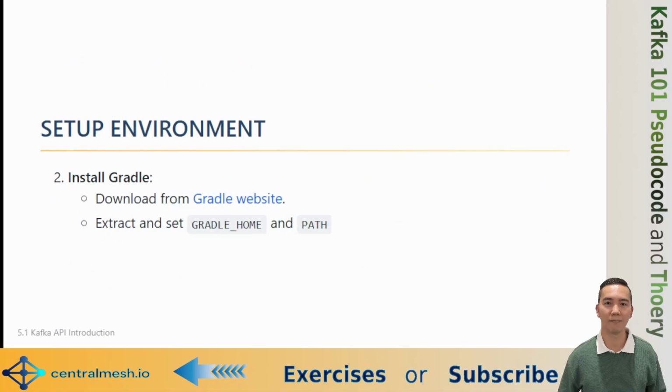Gradle is a build tool we'll use for our Kafka projects. Download it from the Gradle website, extract it to a directory, and set the Gradle home environment variable. Add the Gradle bin directory to your system path so you can access it from anywhere.